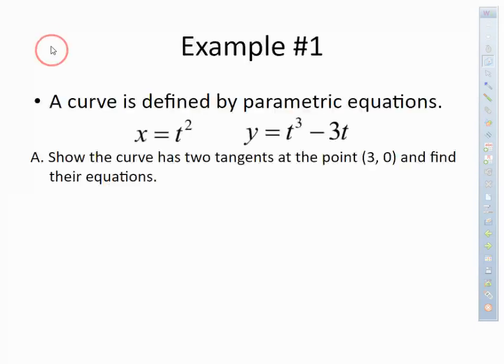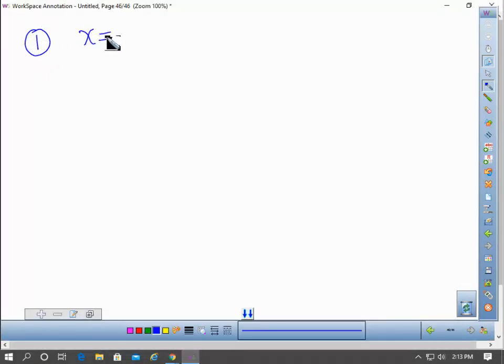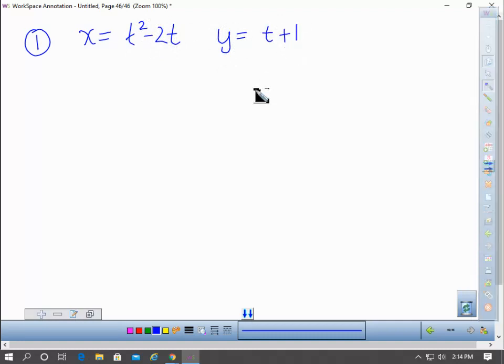So now what I want to do in this PowerPoint, before we start doing examples of how to use this derivative, is just practice taking derivatives. So I've got a few examples. The first example, number 1, we've got the function x equals t squared minus 2t, and then our y expression is t plus 1. And I want us to find the first and the second derivative. Let's just practice. Okay, so our first derivative, dy dx.